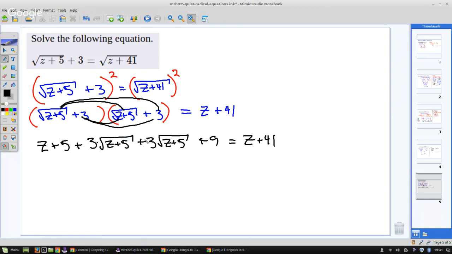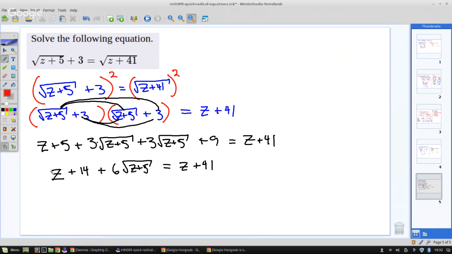Let's see, on the left side, there's only a single z. I have a 5 and I have a 9. 5 and 9 is 14. And I have 3 square roots of z plus 5 and another 3 square roots of z plus 5. So then I have 6 square roots of z plus 5. That's equal to z plus 41. The goal at this point is to get this square root alone, so we can get rid of it by squaring. But we don't want to square when there's other stuff around if possible. There was no choice up there.